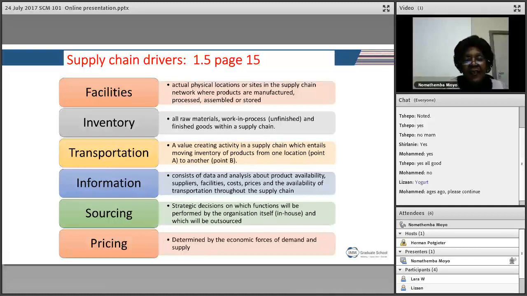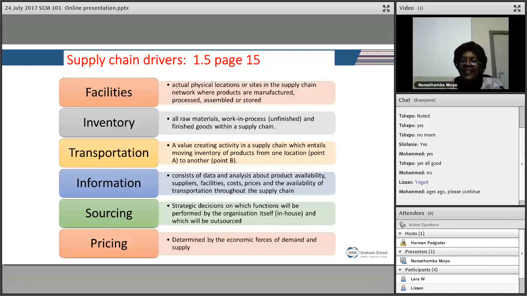They lead to effectiveness and efficiency, that is, lowering the costs and satisfying the customer. These are on 1.5 on page 15. The first 3 are facilities, inventory, transportation. These are logistical drivers. The cross-functional are information, sourcing, and pricing.